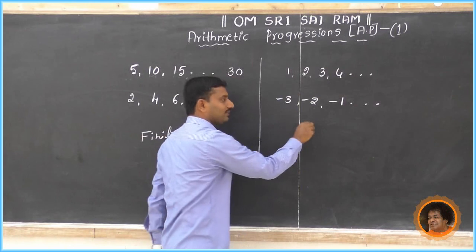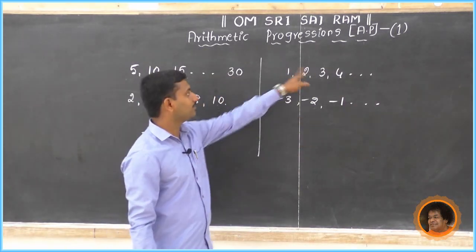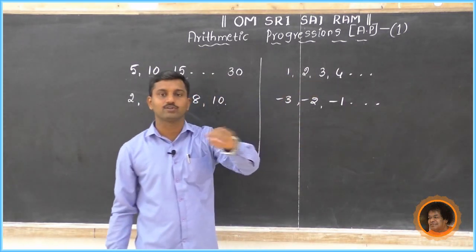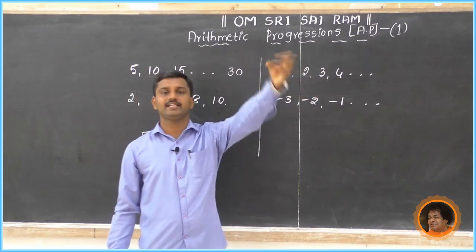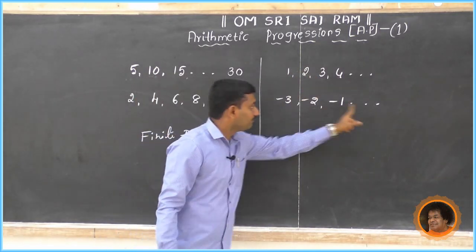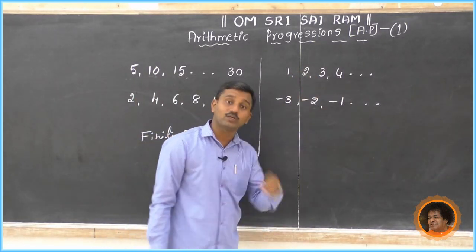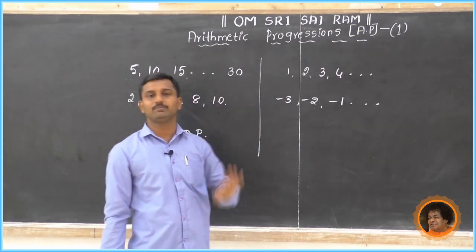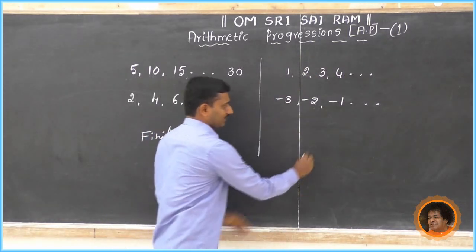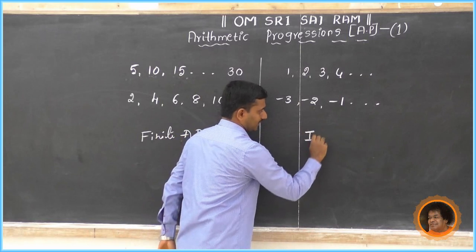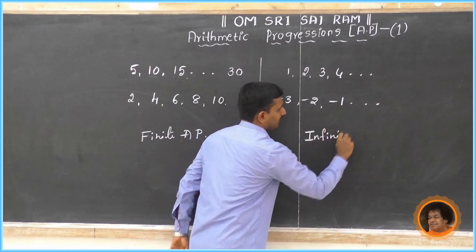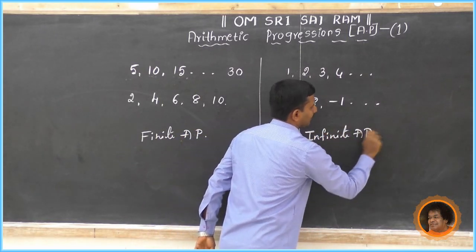But the given list of numbers are in AP. How many terms are there? 1, 2, 3, 4, and so on. Infinite number of terms. So here also, infinite number of terms. So how can we define infinite arithmetic progression? Such a list of numbers, such arithmetic progression, is known as infinite arithmetic progression.